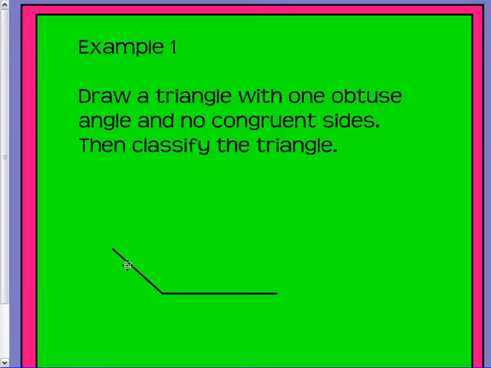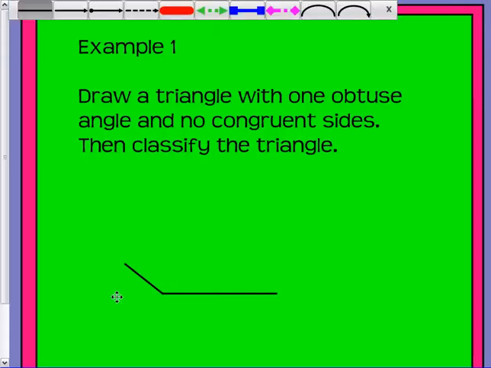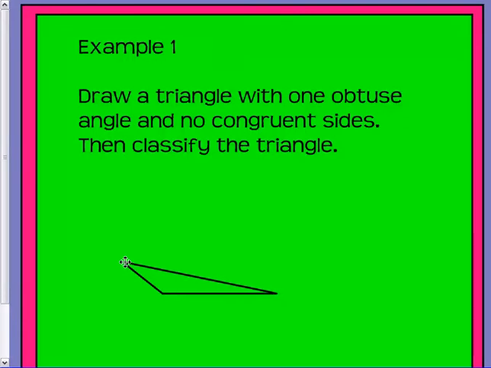It can't have any congruent sides. Okay, so let's even make this side length a little bit shorter. And so now we can see that this side is relatively long and this side is relatively short, and this side is going to be a little bit longer than both of them. Okay, so this is an obtuse angle, or excuse me, an obtuse triangle, and it has no congruent sides, so it's a scalene triangle.